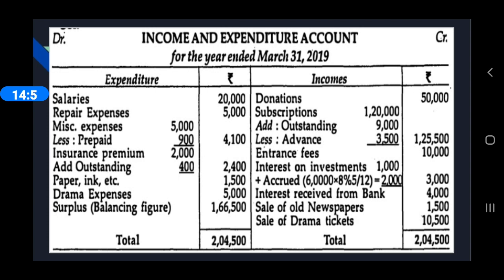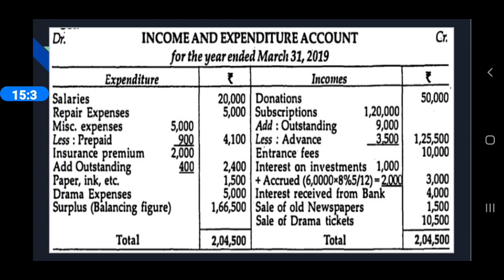The subscription means current year outstanding. Sorry to say, the current year is 2019. So current year outstanding is added, and at the same time current year received in advance, that is, in 2019 we have received some advance for next year, 2020, is deducted. That is why they have deducted that advance 3,500. So adding the current year outstanding subscription and deducting the current year advance, that is 1,25,500.